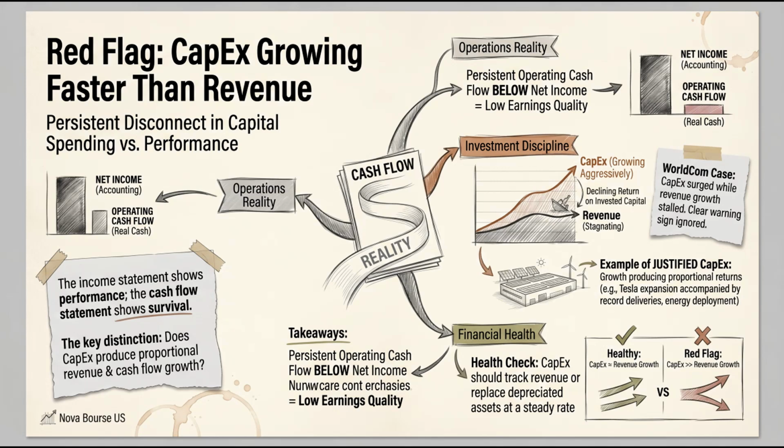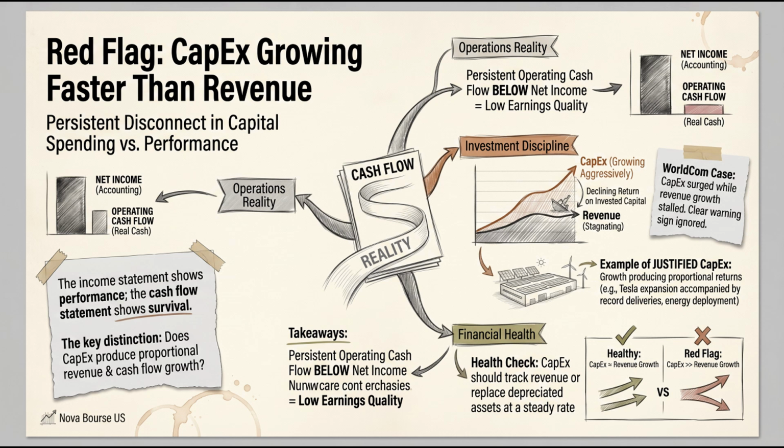Another major red flag is when capital expenditures grow substantially faster than revenue for several years. In the case of WorldCom, their CapEx surged while revenue growth stagnated, which was a clear warning sign. A healthy company's CapEx should track revenue growth or replace depreciated assets at a steady, predictable rate. Tesla's CapEx grew aggressively between 2022 and 2024, but this was justified by record vehicle deliveries and energy deployments. The key question is whether the investment actually produces proportional growth.